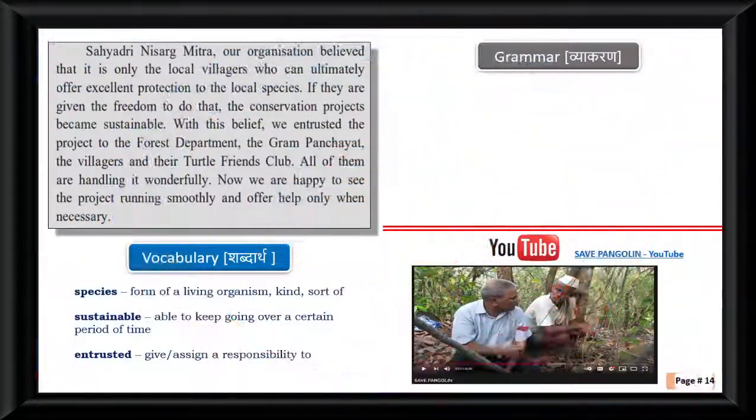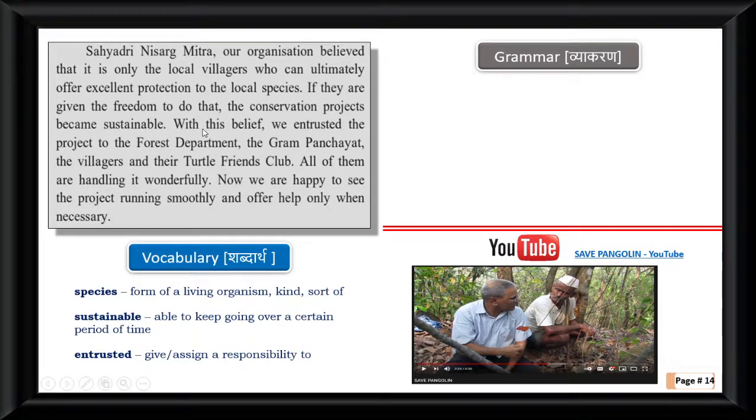So let's go ahead and study this. Sahyadri Nisarga Mitra, that is their name, okay? Sahyadri Nisarga Mitra, our organization, believed that it is only the local villagers who can ultimately offer excellent protection to the local species. If they are given the freedom to do that, the conservation projects become sustainable. That means they can stay. Sustainable means able to keep going. The meaning is down here, okay? Able to keep going for over a certain period of time, for a long time.